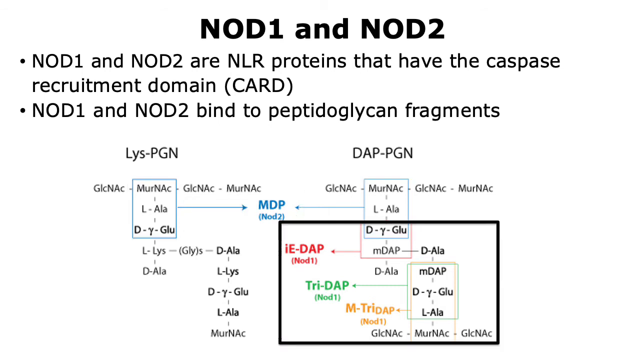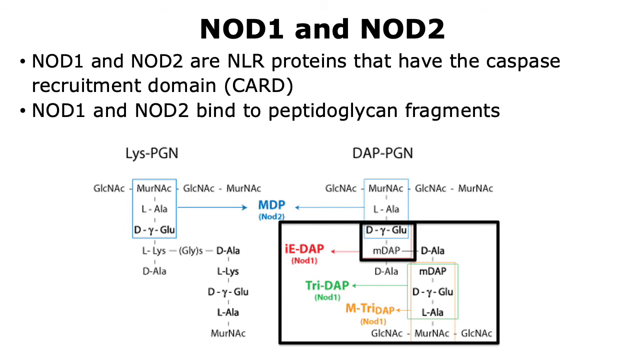When we look at the NOD1 receptors, we now have to look at portions of the stem peptide, and when we focus on the one that's in the smaller black box, we see a peptide which has two amino acids, which is the glutamic acid and the mesodiaminopimelic acid, or MDAP. This is called IE-DAP, and it is a ligand for the NOD1 receptor.